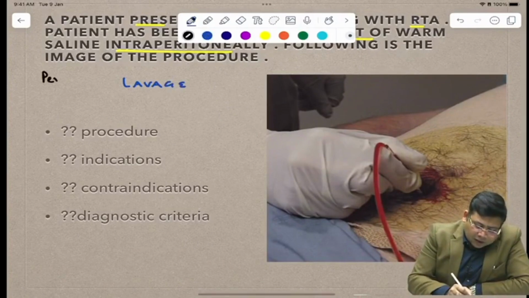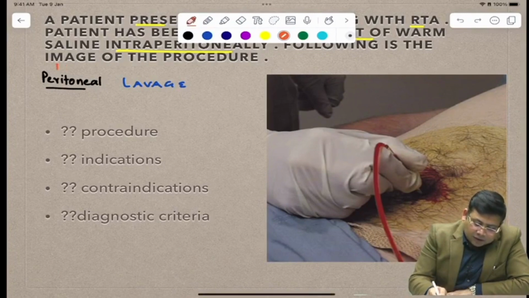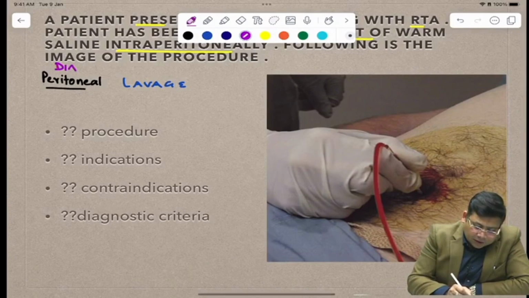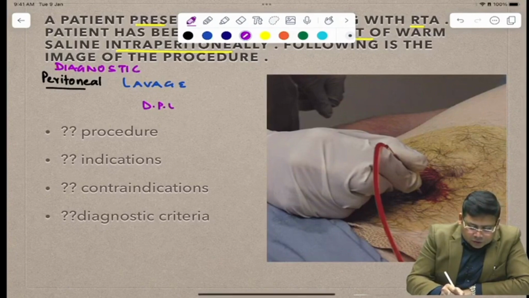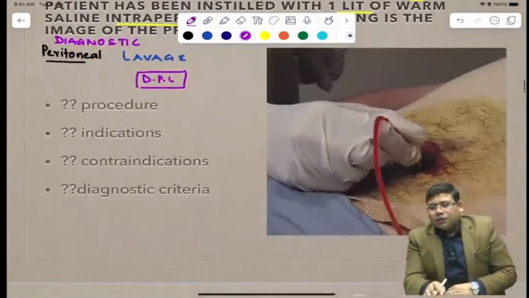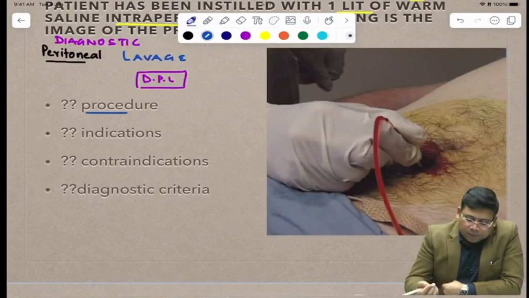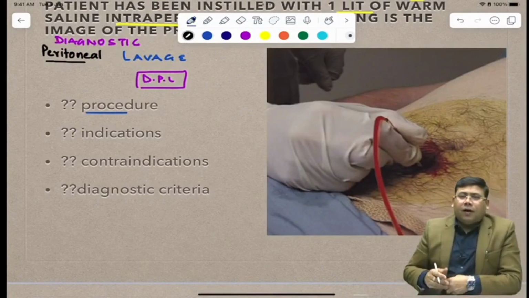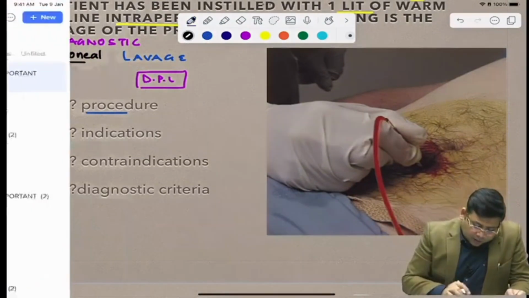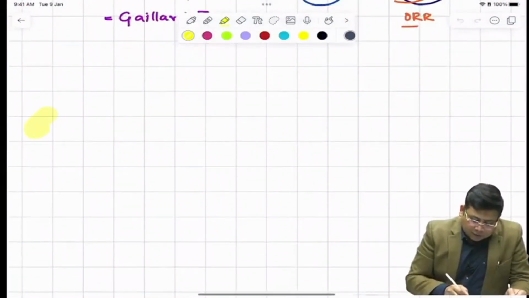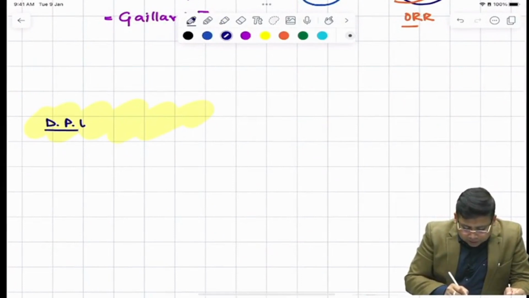So this is a lavage of what cavity, students? The peritoneal cavity. Remember, the aim behind this lavage is diagnosis, and therefore this kind of lavage is known as diagnostic peritoneal lavage. So the image shown in this box is showing you DPL. This is very important. So this is a DPL, the procedure. Now what is the indication? Why do you need a lavage? Remember, the DPL is indicated. Let us quickly understand 4-5 important points about the DPL also. So DPL, diagnostic peritoneal lavage.